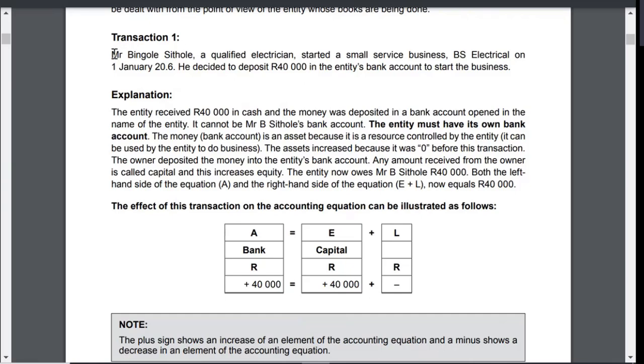So the first transaction was this: Goli, a qualified electrician, started a small service business on the 1st of July. If he started the business on the 1st of July, what is the financial year end of this business? If he started on the 1st of January, yes, it's supposed to be the 1st of January the following year. This is the beginning of the financial period, so the end will be the 31st of December 2006.